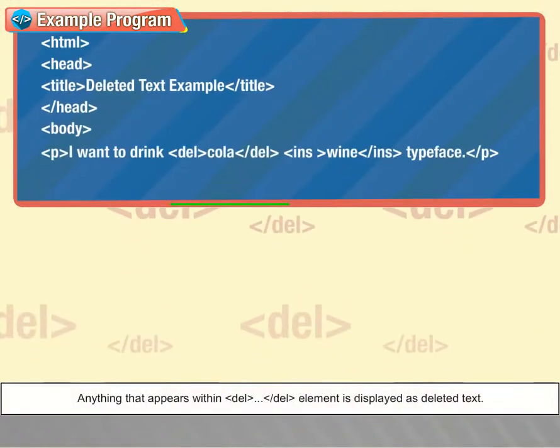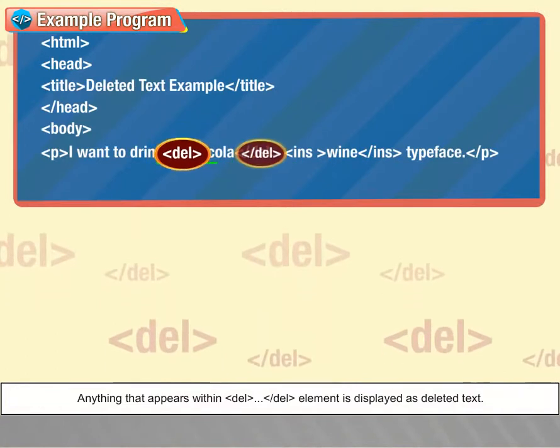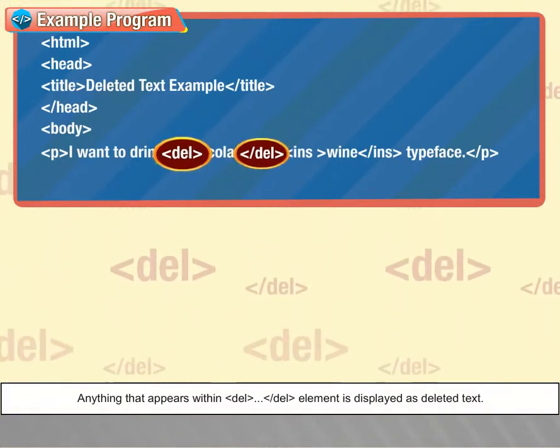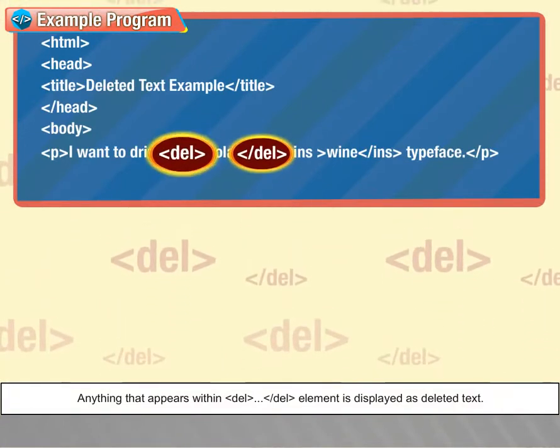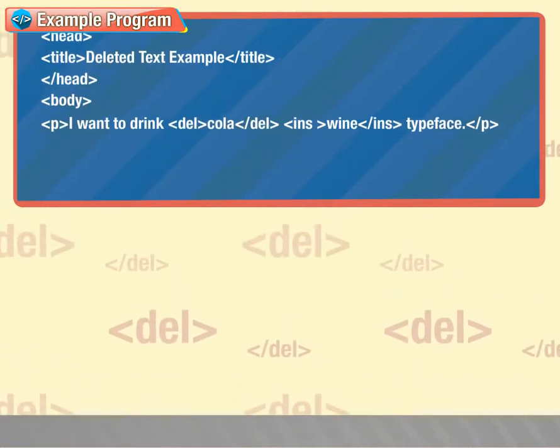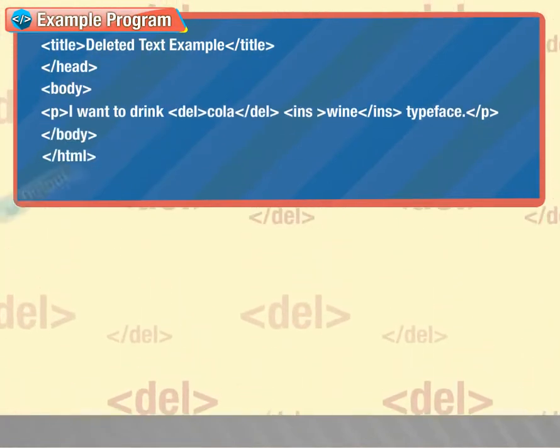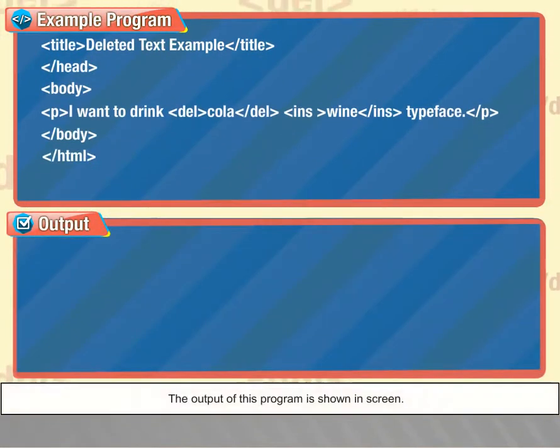Anything that appears within the DEL element is displayed as deleted text. The output of this program is shown on screen.